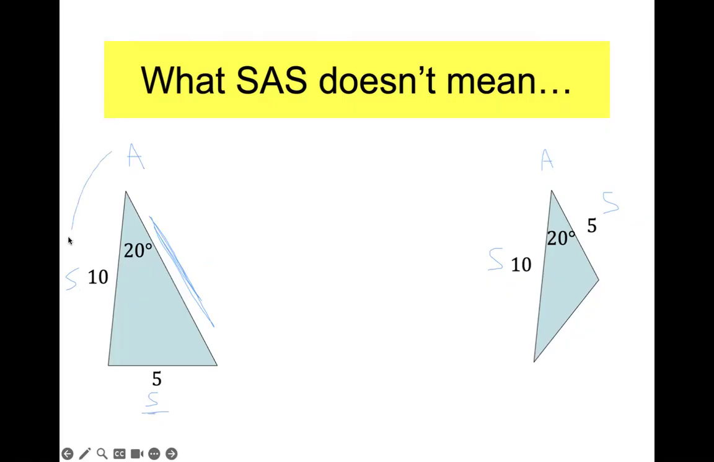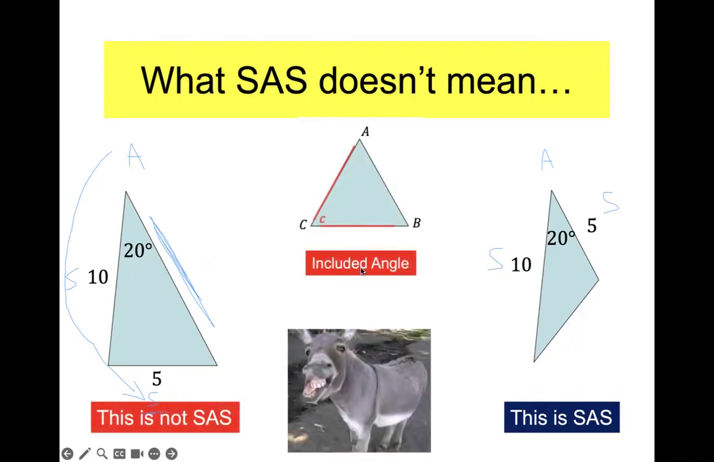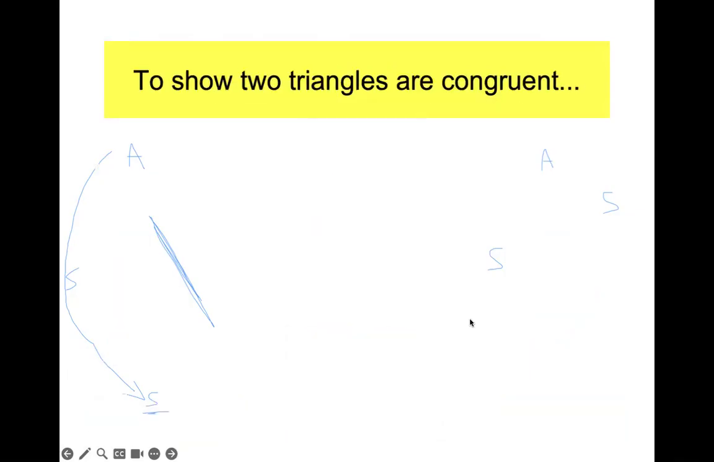So if I read this, uh-oh, it spells a bad word, right? And therefore, that ain't SAS, right? That one is SAS, right? Because it's two sides and the included angle. But this one is not SAS. In fact, it spells that word right there. Okay. All right, so that is literally the only joke that you can make in geometry class.